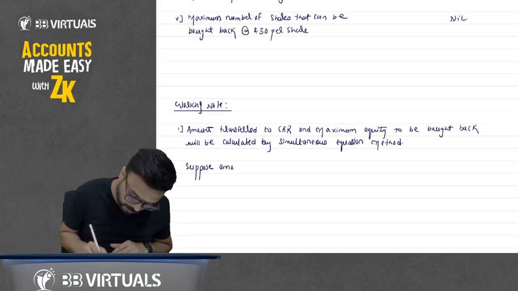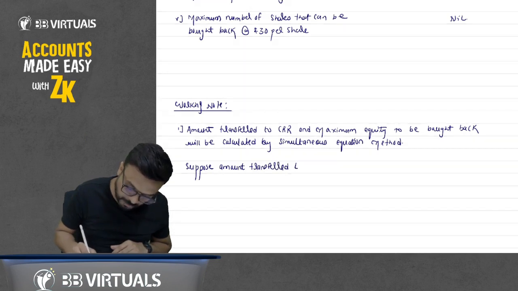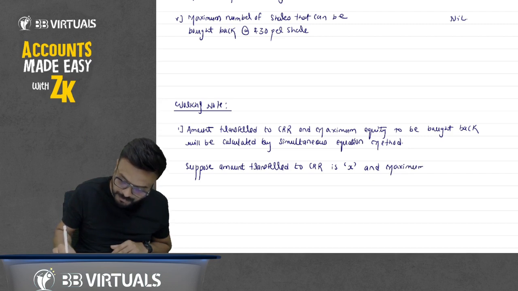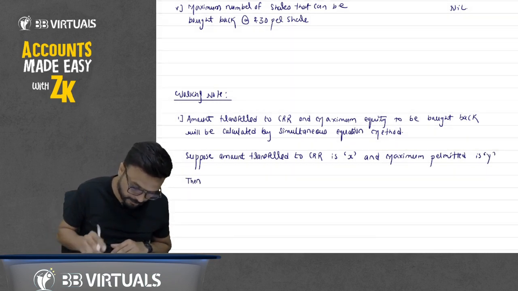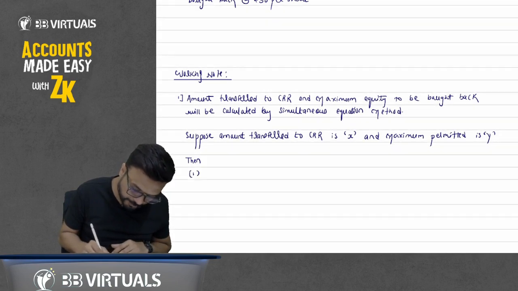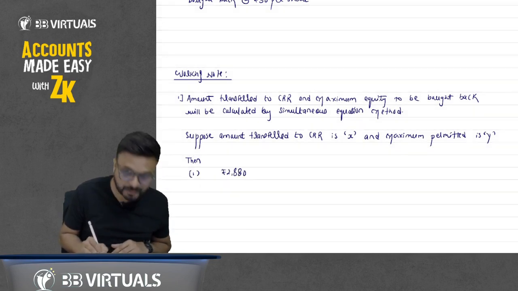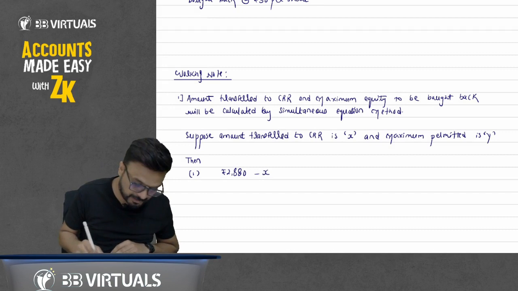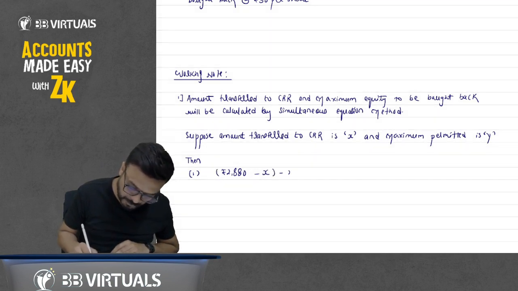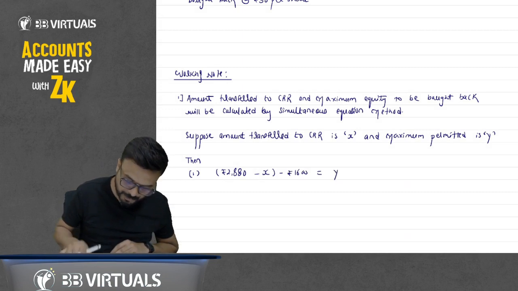Suppose the amount transferred to CRR is X and the maximum permitted amount is Y. Then the first equation: rupees 2,880 is the present paid up capital and free reserve. Out of this, some sum will be transferred to CRR, that is X, and the amount that should be maintained is 1,600, and the remaining can be utilized.